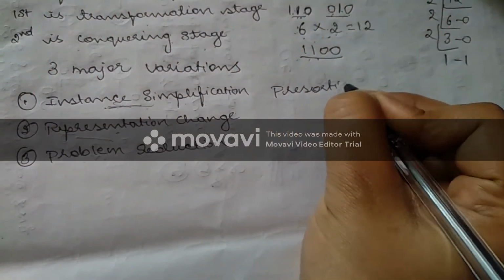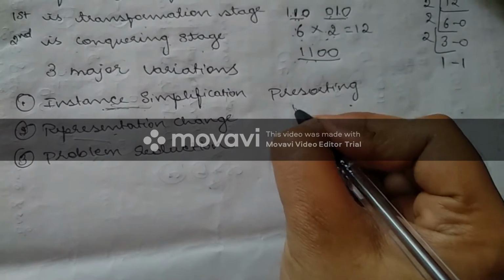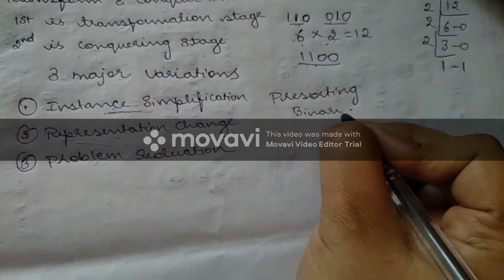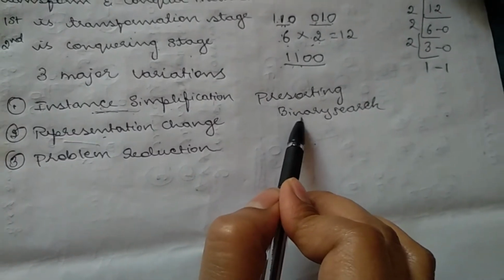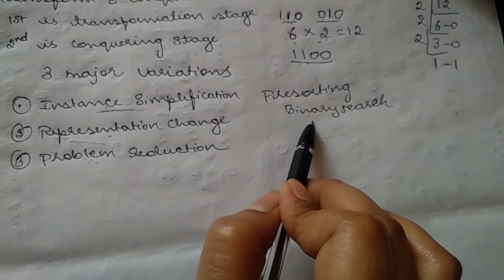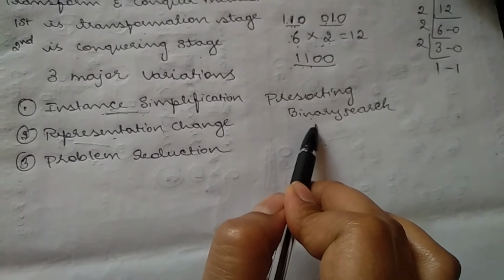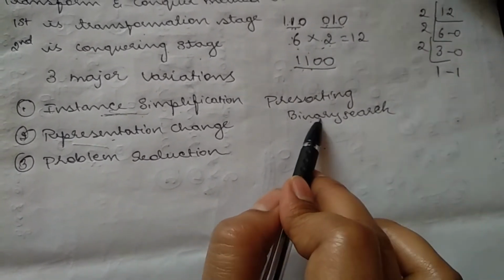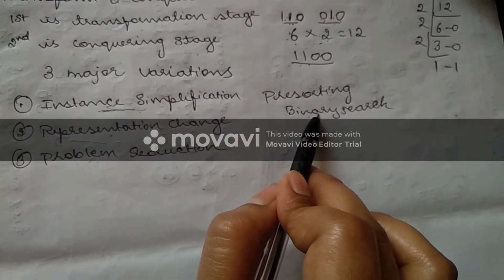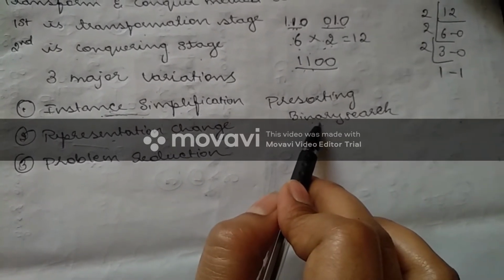What do you mean by this pre-sorting? See, for example, I have a binary search algorithm. In this binary search algorithm, what you have to do is find out the key element. We know that in order to find the key element, the array elements should be in a sorted order.